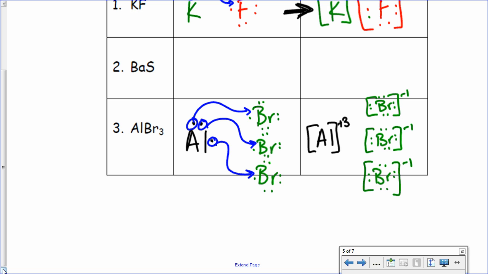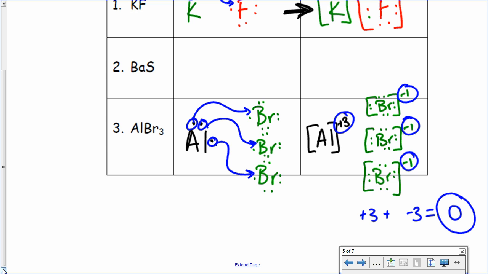So in this case, you see that the +3 and the 3 -1s, that's a -3 total. +3 plus -3 equals a total of 0. We have a neutral compound. That is a good thing.